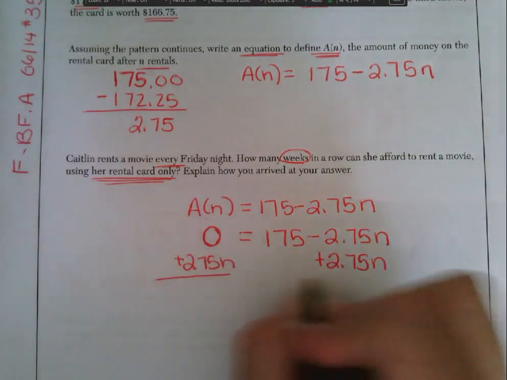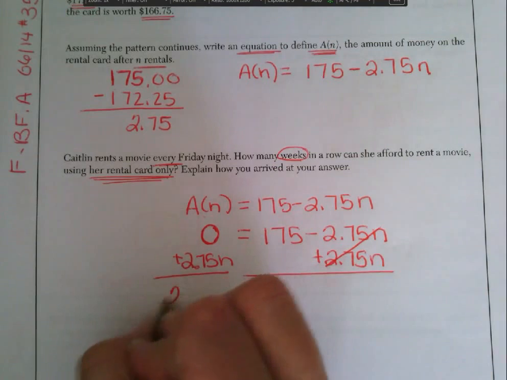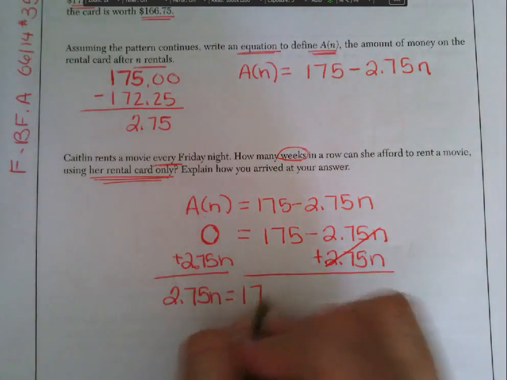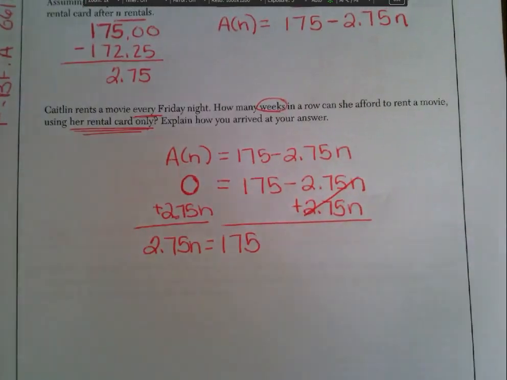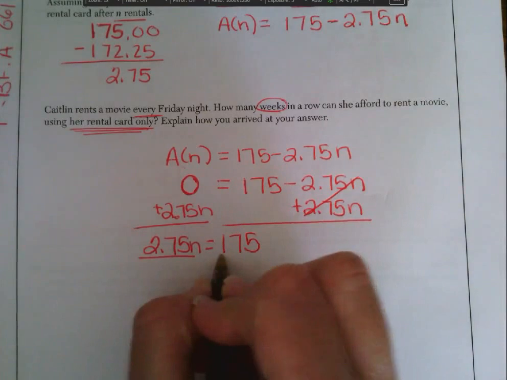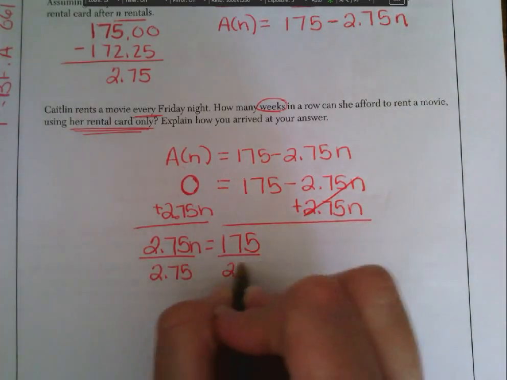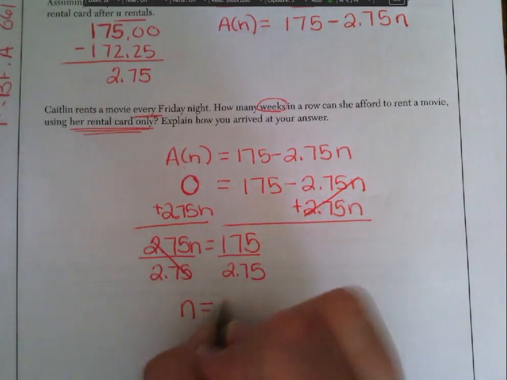Now when I do that, these cancel, and whatever you do to one side of the equal sign, you do to the other. So I know here I'm going to have 2.75n equals 175. Now I still need to get n by itself. So I have to divide both sides by $2.75. When I do that, I'm going to get n equals 63.